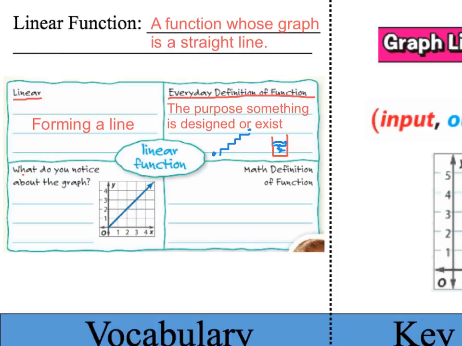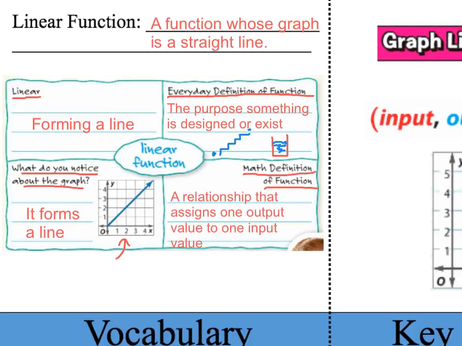The next one says, what do you notice about the graph? If you look at the graph right here, I notice it forms a line. That blue line is a nice straight line that is constant. It continues to go up and up and up. And the math definition of a function is a relationship that assigns one output value to one input value.